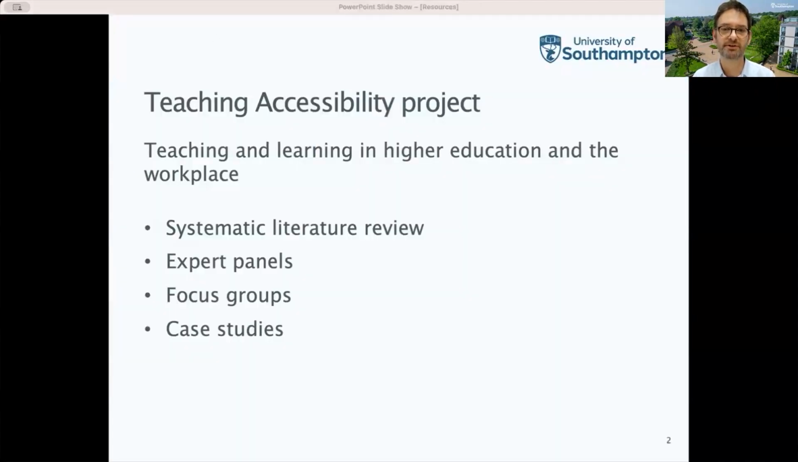For those of you who were with us earlier, you will have seen Sarah present an overview of our Teaching Accessibility Research Project, and then I presented on some of our approaches to research. Really, just to recap for anyone who missed those, we conducted thematic analysis of extensive data collected from a wide range of sources: expert panels, focus groups, and case studies.